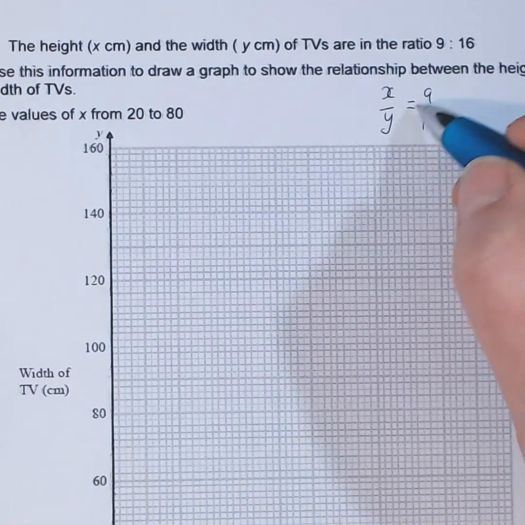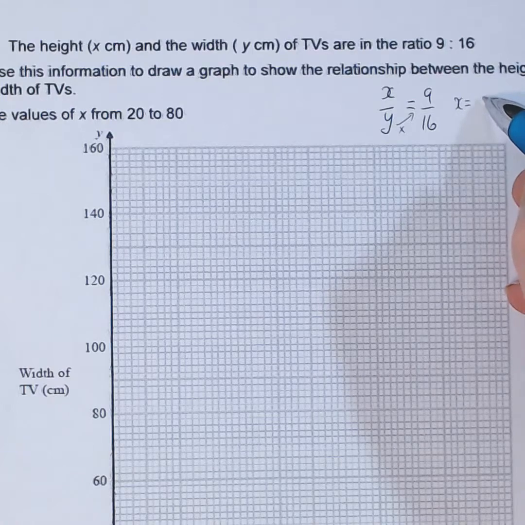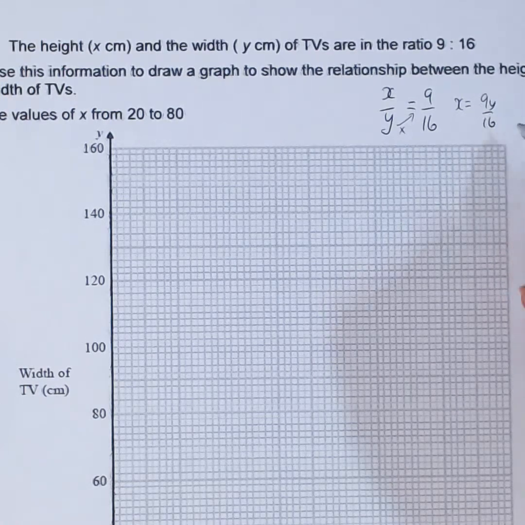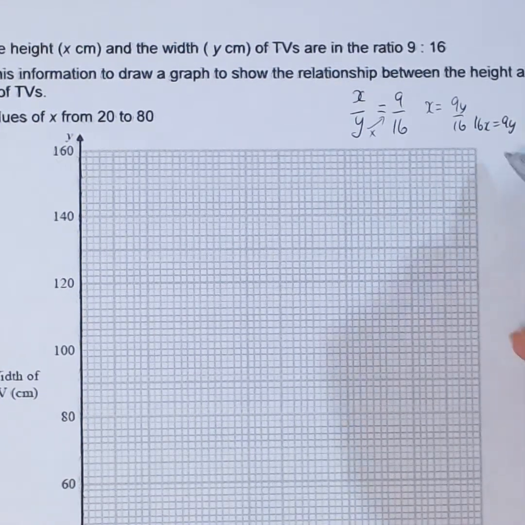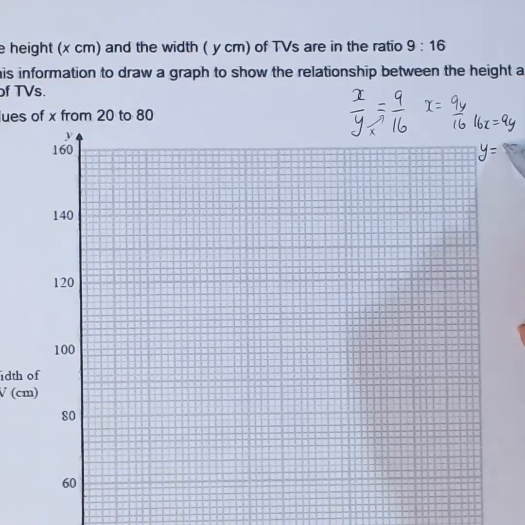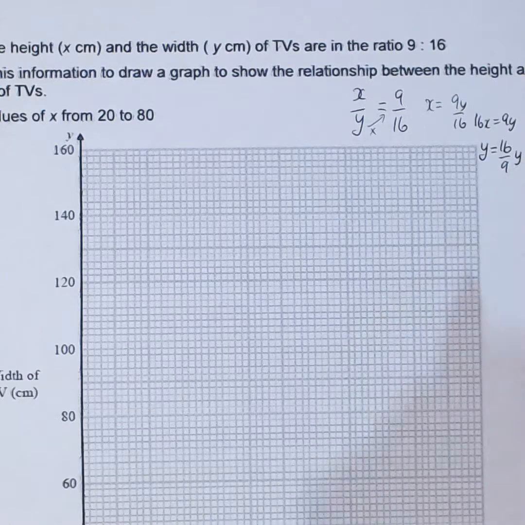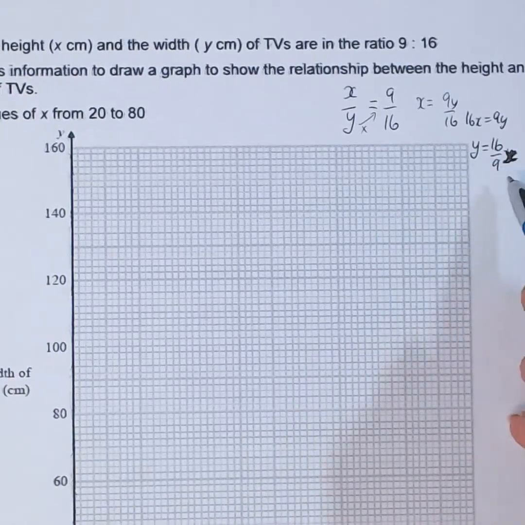If we bring the y across here by multiplying, we end up with x equal to 9y over 16, and then we bring the 16 across, so we end up with 16x is equal to 9y. Then we divide by 9 because we want to know the y value. So y equals 16/9 of x. So we know that's one way of doing that question.